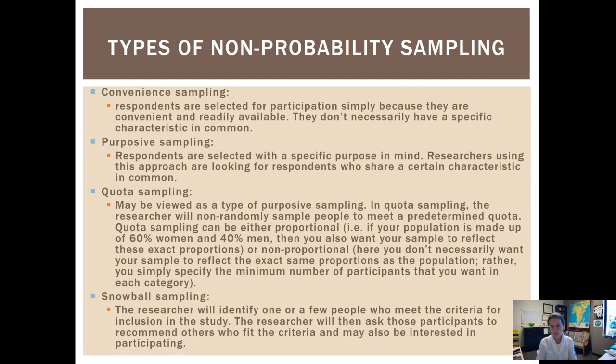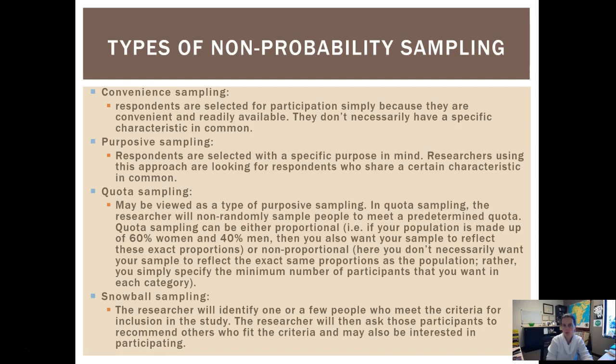I'm not using any type of probability mechanisms to figure out who's going to participate. I'm just going out on the plaza, and anybody that's out there that says they're a student, I'm asking them to participate. So in that case, that would be purposive sampling because I'm asking them to participate because they share that characteristic in common of being an NKU student.